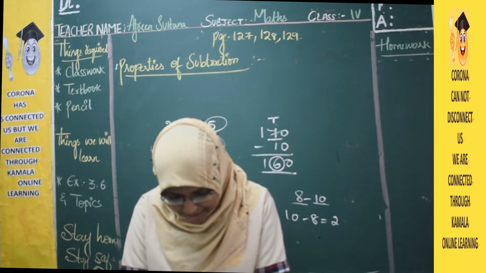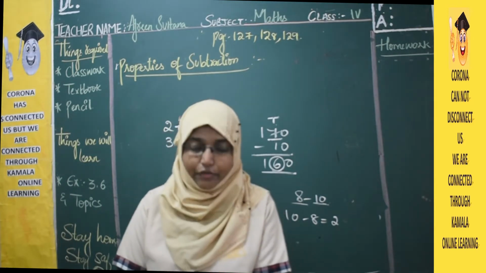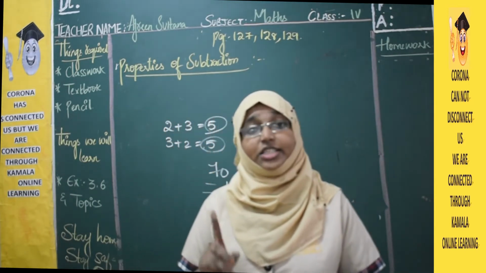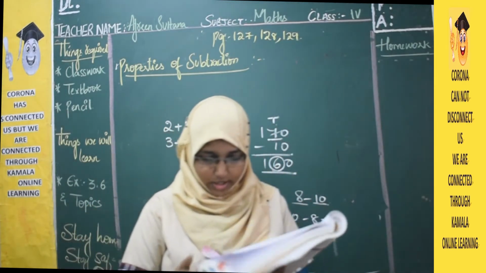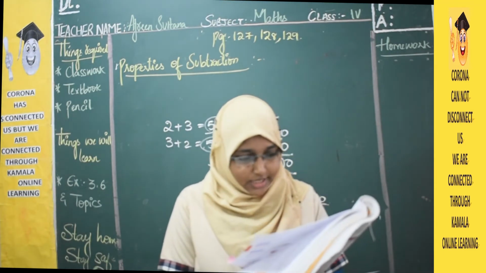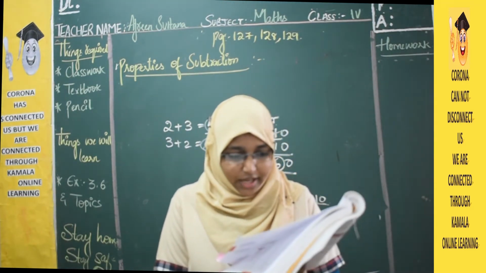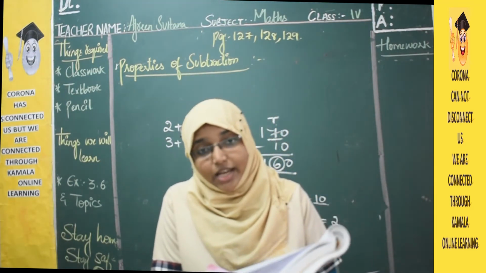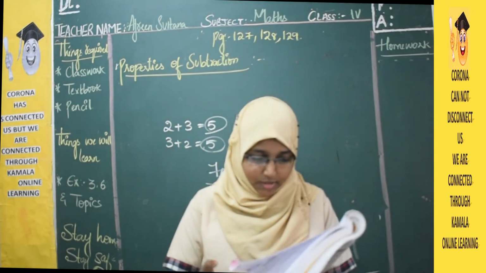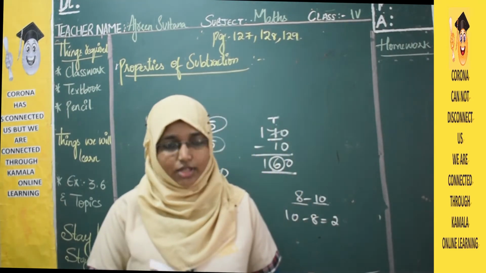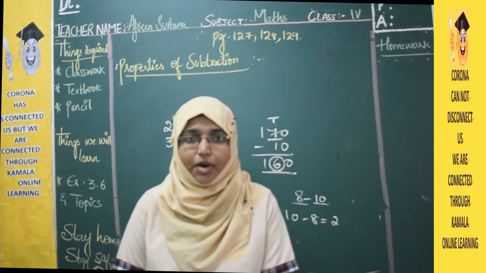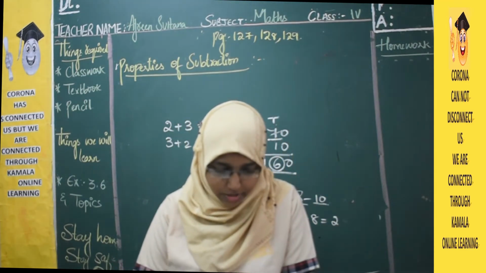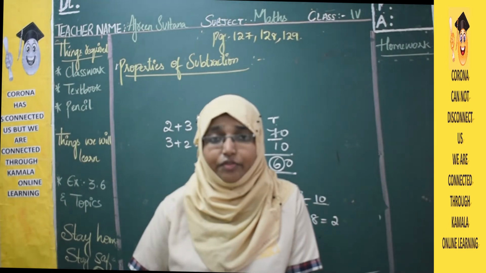Next, let us see subtracting 1 from a number. When we subtract 1 from any number, the digit at 1's place will be decreased by 1. Next, subtracting 10 from a number. When we subtract 10 from a number, the digit at 10's place is decreased by 1. Similarly for 100 and 1000, the digit at 100's place and the digit at 1000's place will be decreased by 1. These are some properties of subtraction, the same as those of addition.